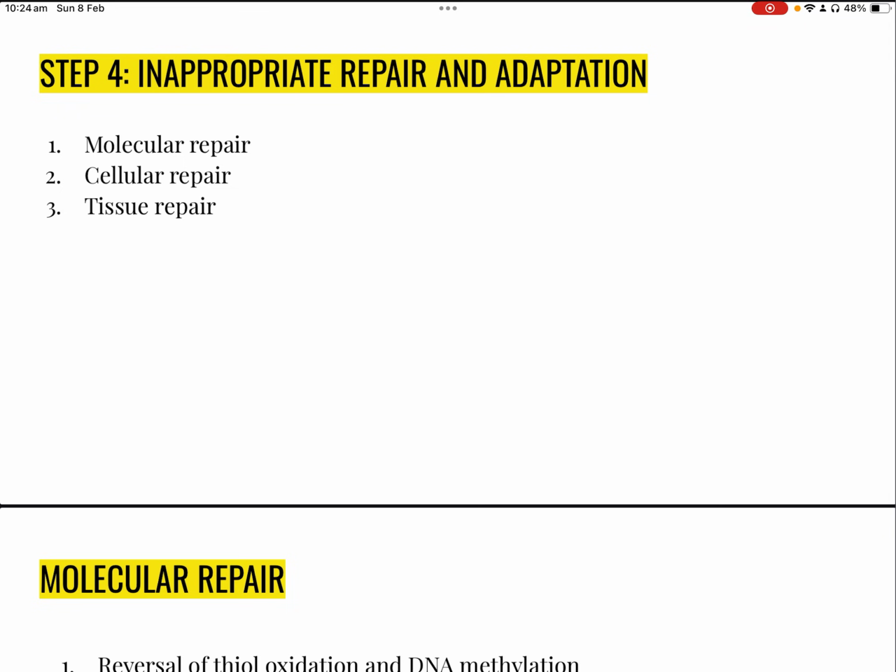And lastly, we have the disrepair. It leads to chronic pathologies such as fibrosis or carcinogenesis. When there is uncontrollable or chronic disrepair, it will then lead to fibrosis and carcinogenesis. Okay?